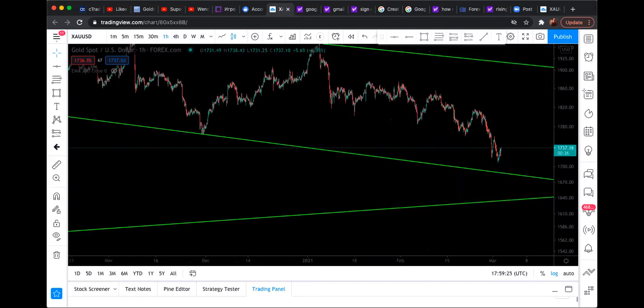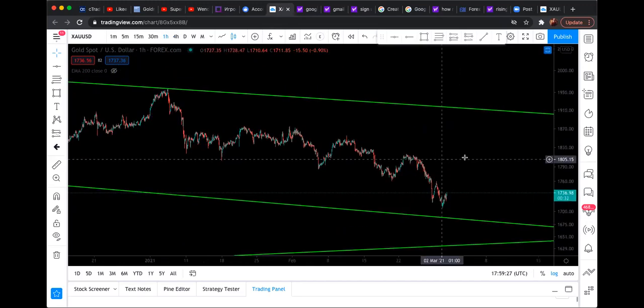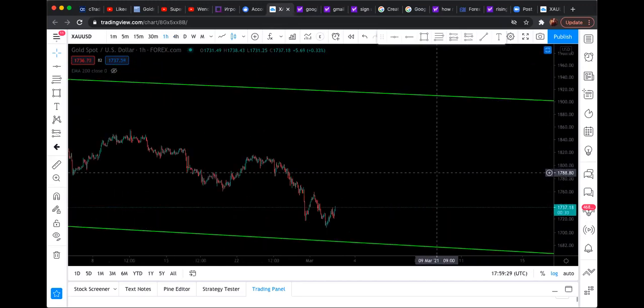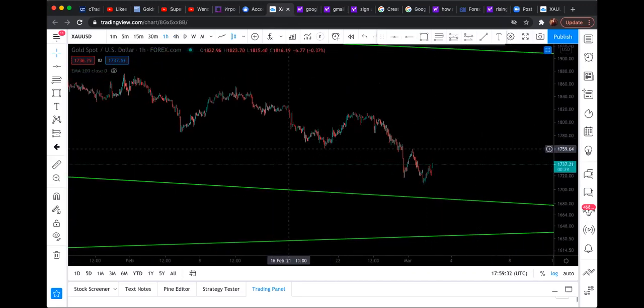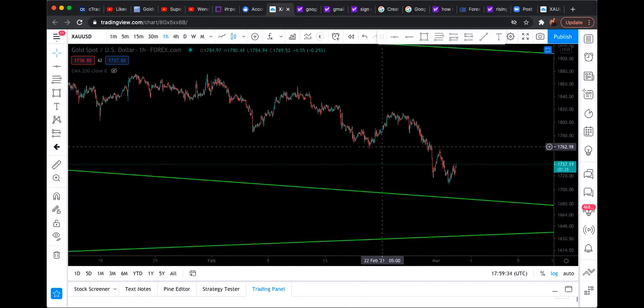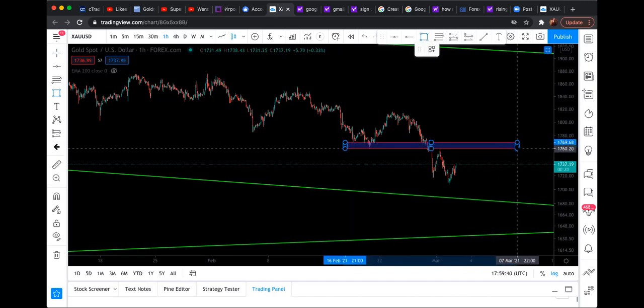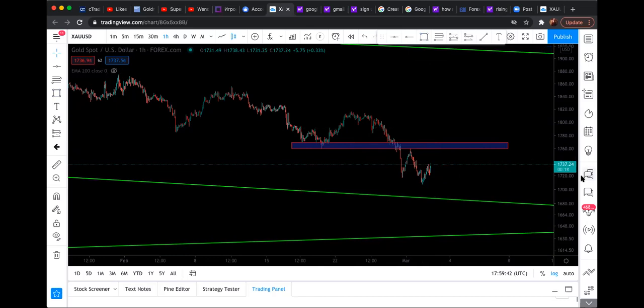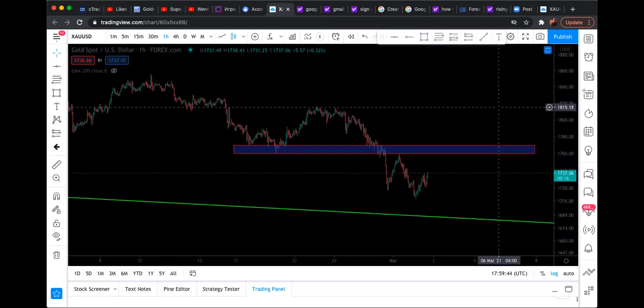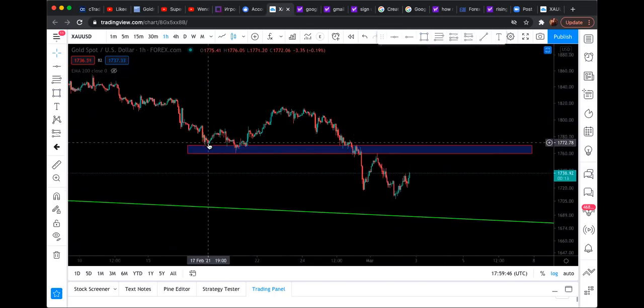Now, on the 1 hour, let's see something. This area you are seeing over here is a support area. Most people will draw a zone. I like my zones being very small. It's not supposed to be that big. I've seen some people's charts with very big zones. So you can see I have a zone over here.